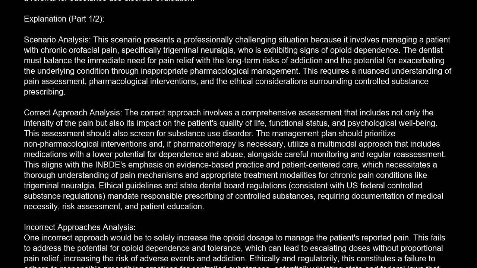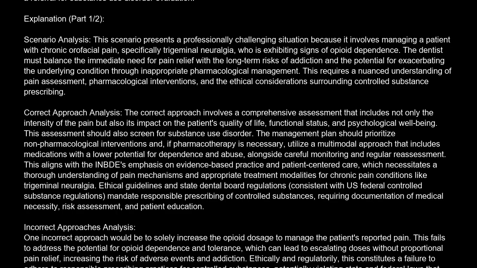The correct answer is B. Initiate a structured tapering plan for opioid medication while concurrently exploring non-pharmacological pain management techniques and considering adjunctive medications with a lower risk profile for dependence, coupled with a referral for substance use disorder evaluation.